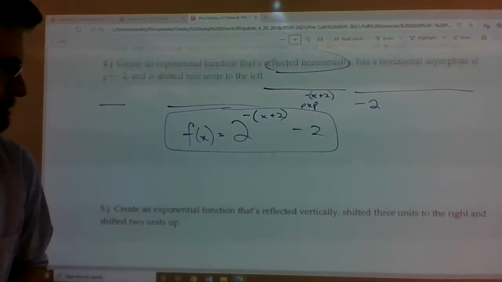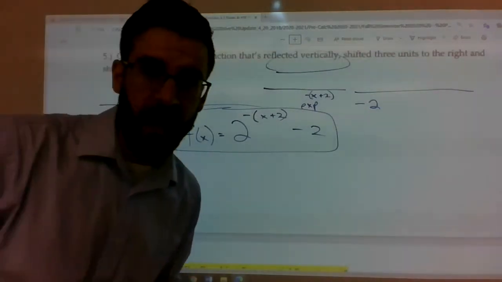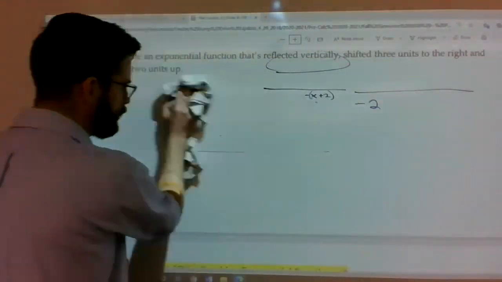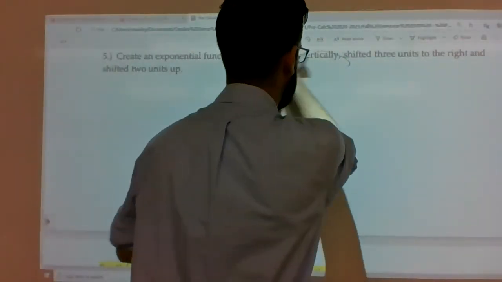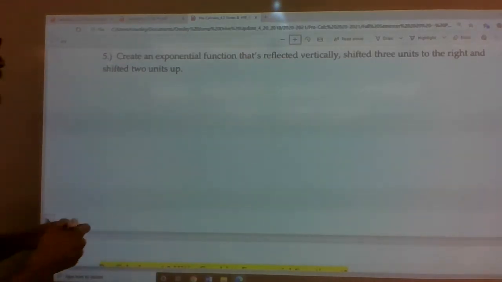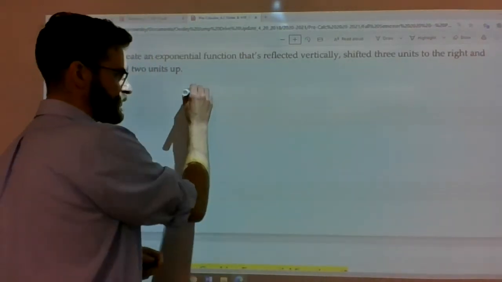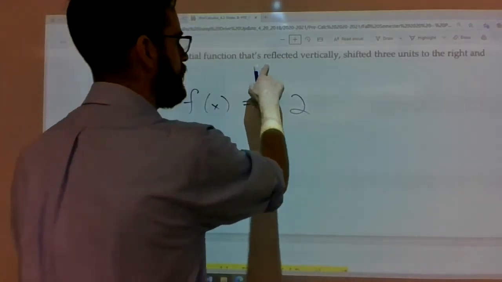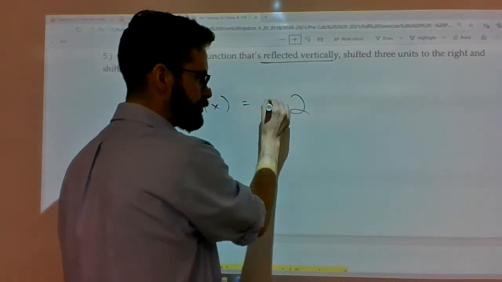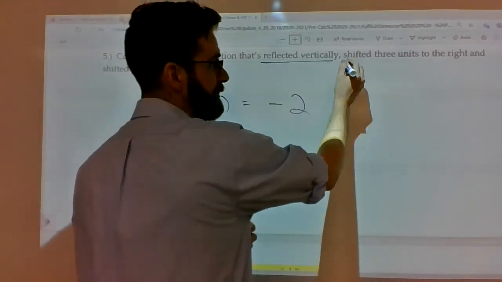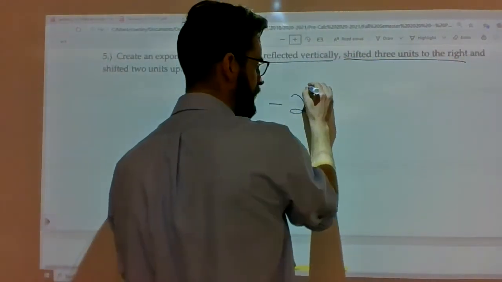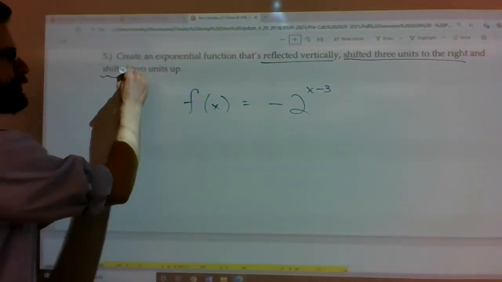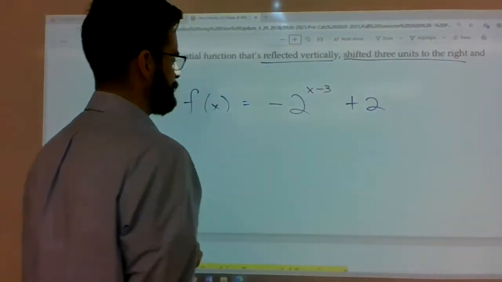All right, last one. Our video is topping 16 minutes and 30 seconds. Let's conclude this thing. All right, so this one's got base 2 as well. So it's f of x equals base 2. Reflected vertically, that means we put a subtraction symbol out front. Shifted 3 units to the right, that would mean x minus 3 in the exponent. And then shifted 2 units up, add 2.